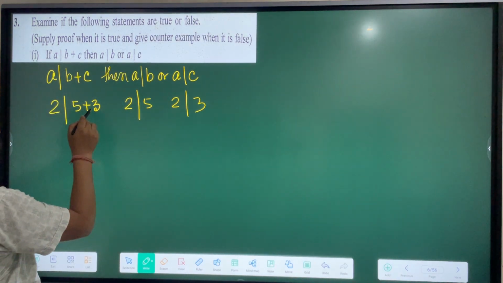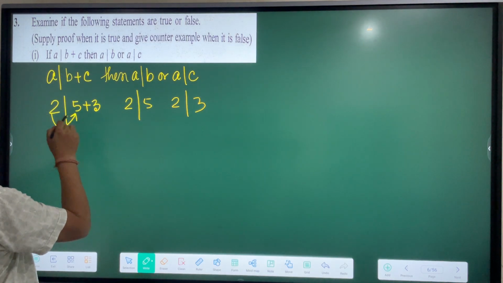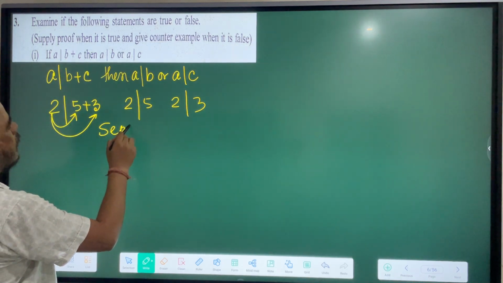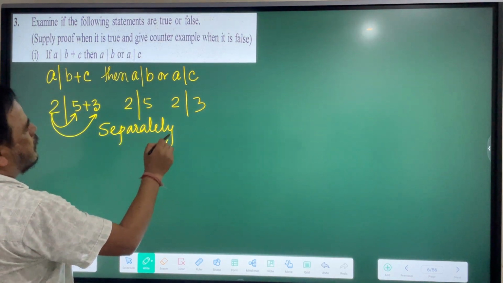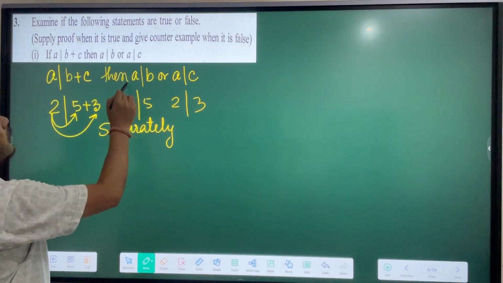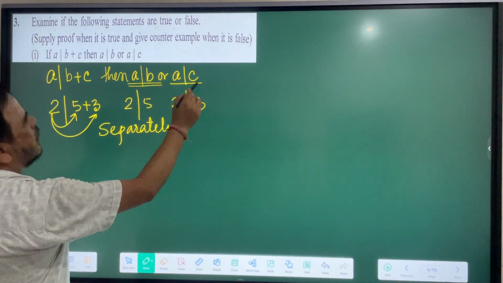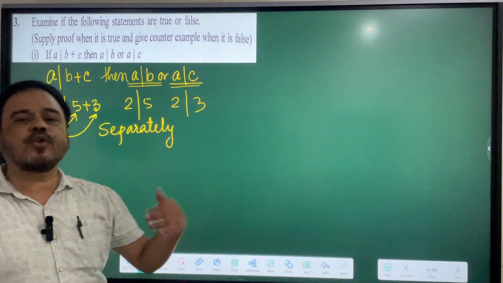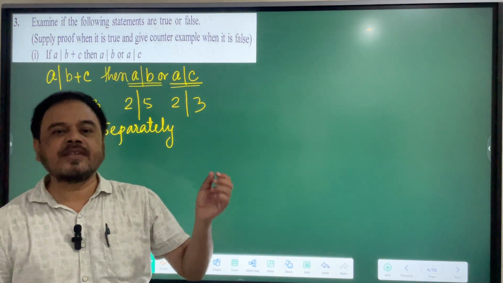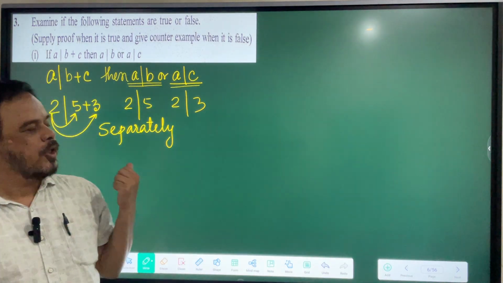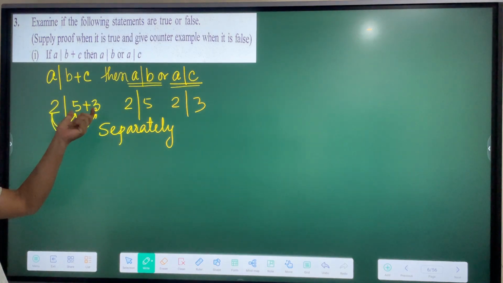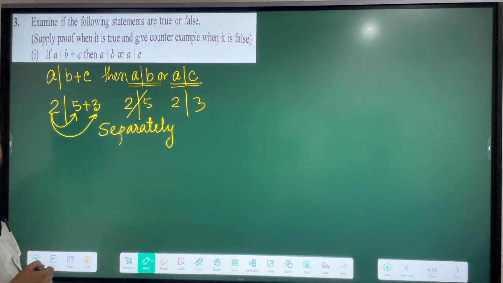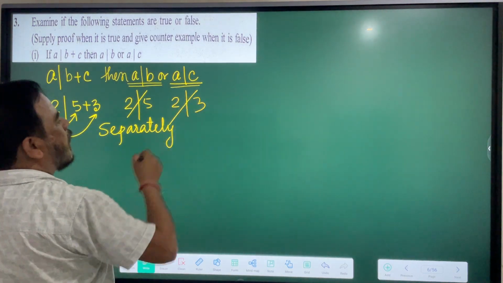So we have taken a simple example. 2 divides 5 plus 3. Let us see now whether 2 divides 5 or not, and 2 divides 3 or not, separately. Because a divides b is written here, a divides c is written here, separately. So now 2 divides, of course, 5 plus 3. 5 plus 3 means 8. 2 fours are 8. 2 divides 8. 8 is divisible by 2. So 8 is written as 5 plus 3. But 2 doesn't divide 5. 2 also doesn't divide 3.